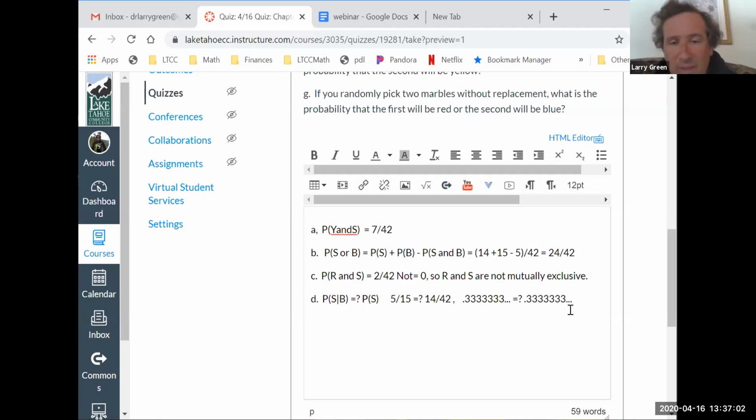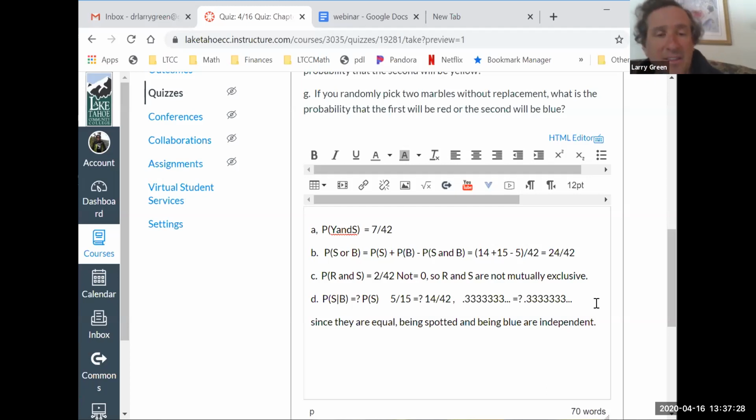Yeah. So since they're equal, being spotted and being blue are independent. Because that's what it means to be independent. It means that any of the 3 equalities are true. And I grabbed this one. This seemed to be the easiest, and that one's true. If you use the other ones, you'll get equality also.